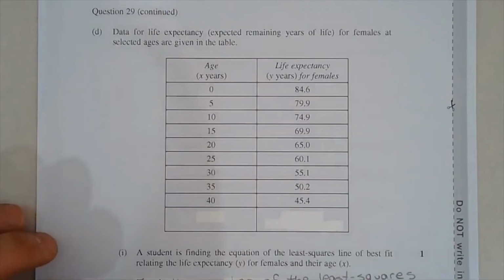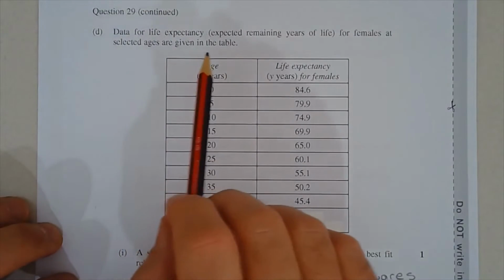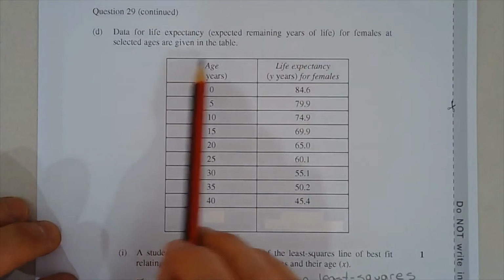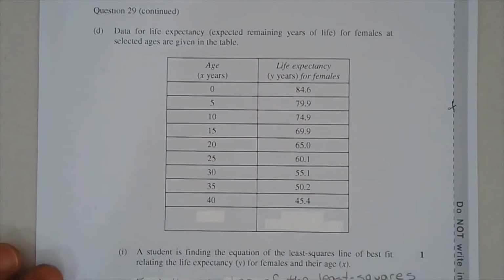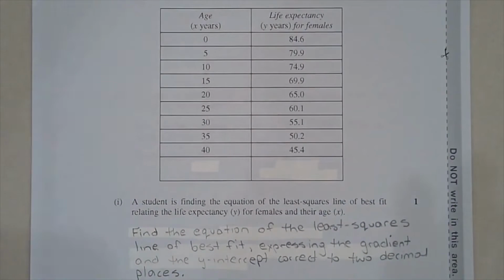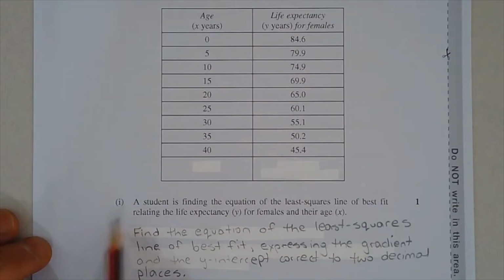Question 29D. Data for life expectancy, expected remaining years of life for females at selected ages, are given in the table. Now this question has been modified to make it more compliant with the current syllabus. You can just use the calculator now to come up with the least squares line of best fit, which is what we're going to do now in part 1.